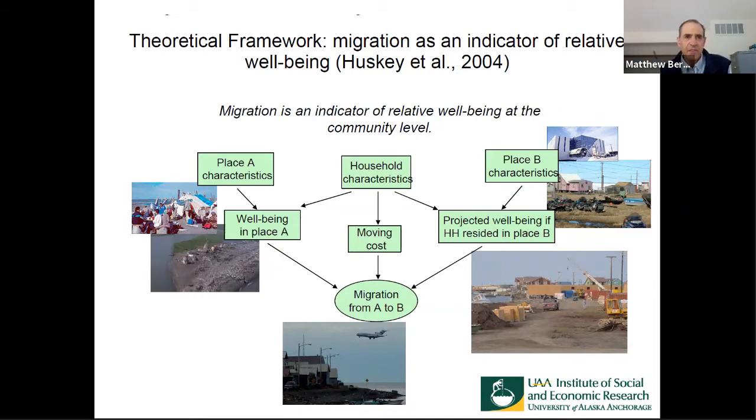So this is our basic theoretical framework that we've used from the beginning. I've been working with a number of colleagues over the years, but this particular work we started with Professor Lee Huskey. The idea for modeling mobility is that migration is really an indicator of relative well-being, that people move when they think that life is better for them in another place.